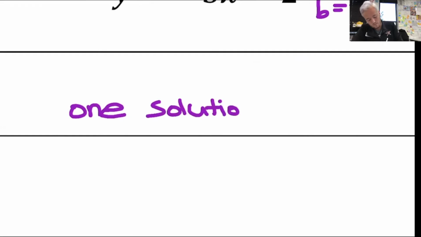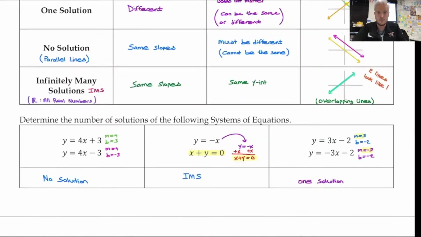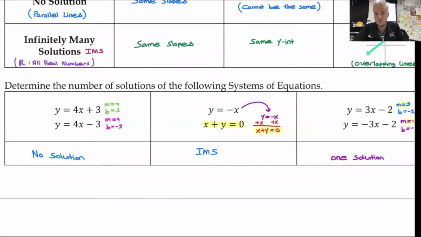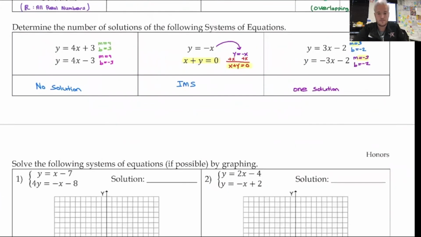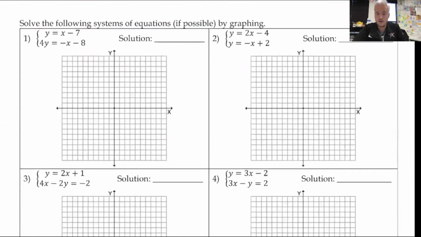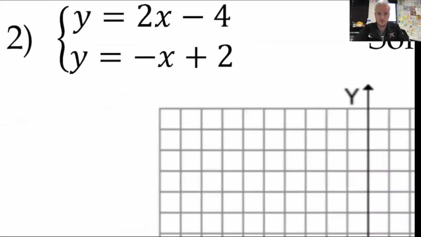All right, so this little quick reference chart for you is really going to make a big difference for you guys on problems like these, when you just want to determine the number of solutions. All right, so the next set of problems is where you're actually going to be graphing and you want to determine the solution. So we're actually going to start with number 2, just because they're both in slope-intercept form already.